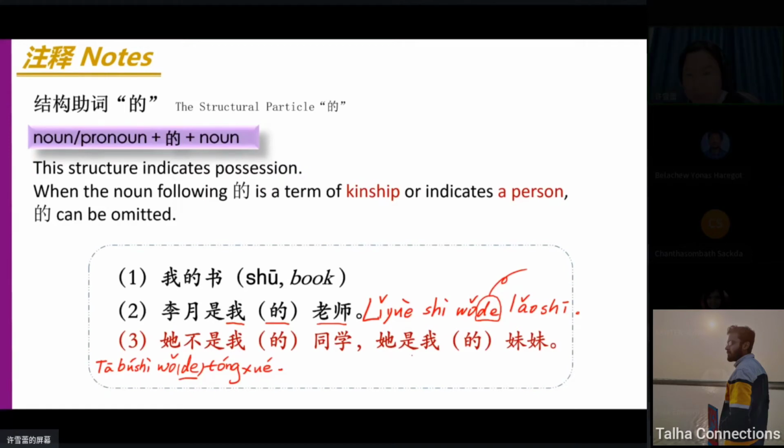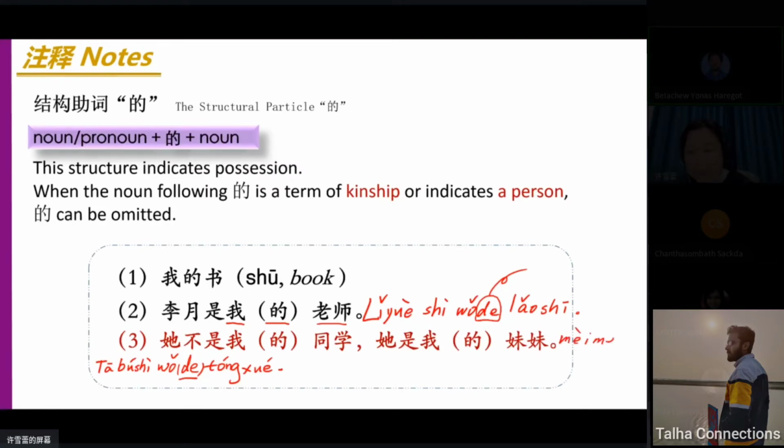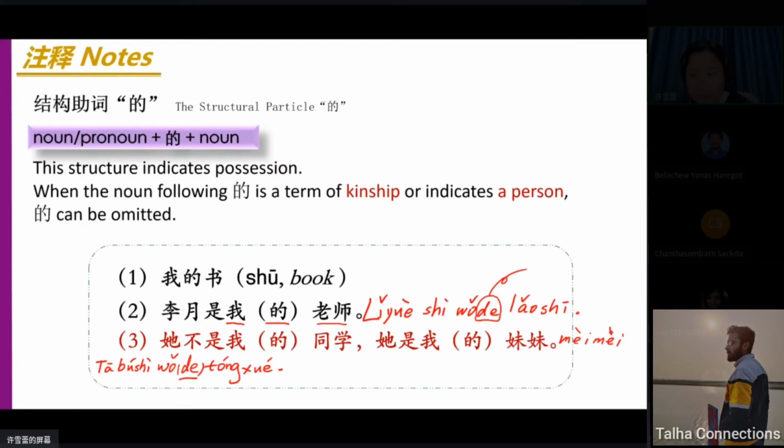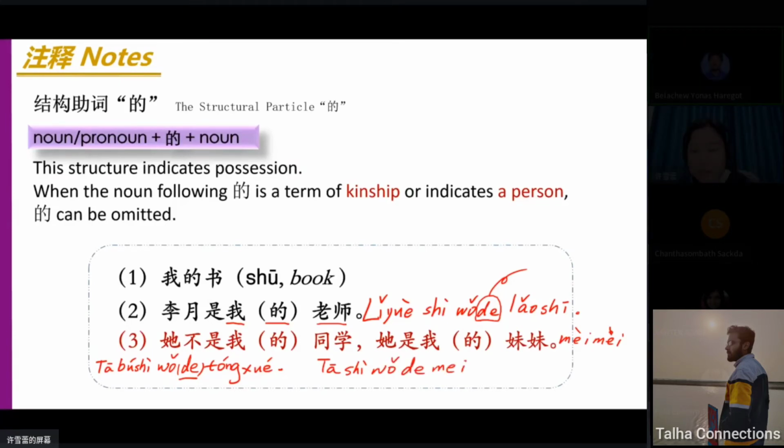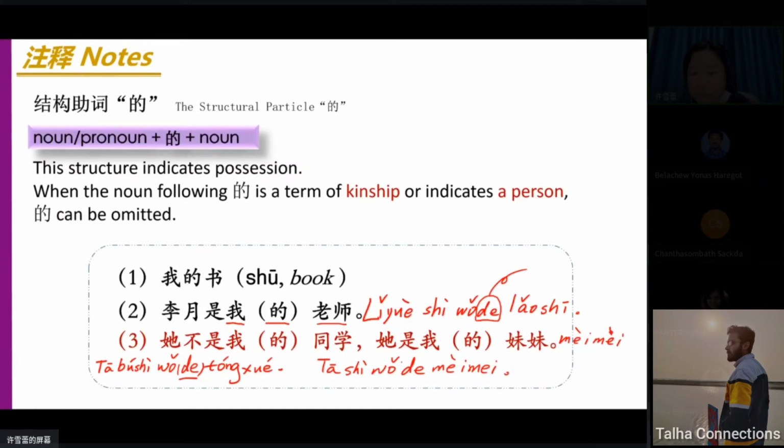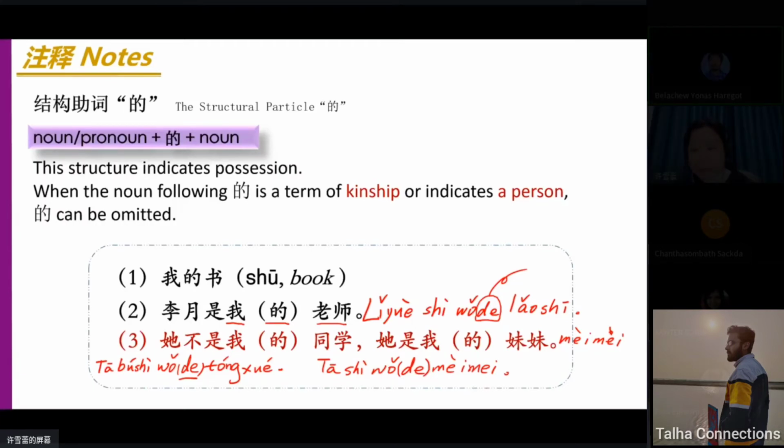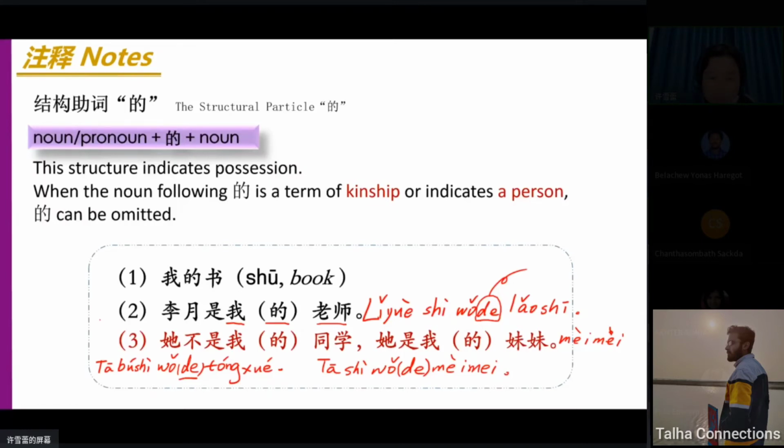Yeah, the next part. 她是我的妹妹. 妹妹 means younger sister. It should be a neutral tone here. 妹妹. 她是我的妹妹. She's my younger sister. 妹妹 is a term of kinship. So this 的 can be omitted: 她是我妹妹. Okay. All right, now let's read sentences 2 and 3.